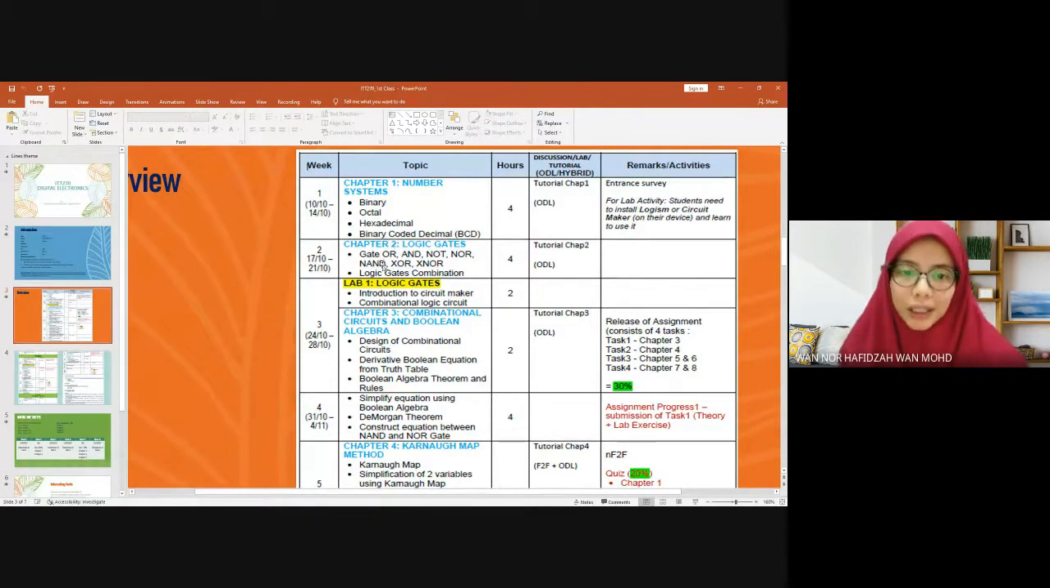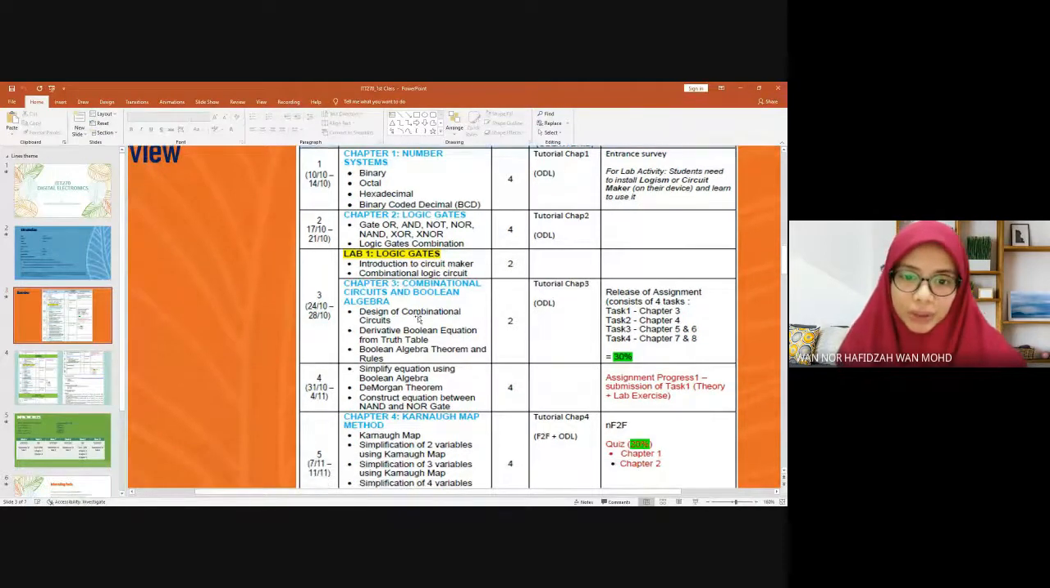And then chapter 2, logic gates. We're looking at the basic gates: OR, AND, NOT, and also NOR, NAND, XOR, and XNOR, exclusive OR and exclusive NOR, and then logic gate combination. Like one logic gate, introduction to Circuit Maker, combination and logic circuit. So perhaps for this week you can download the software first.